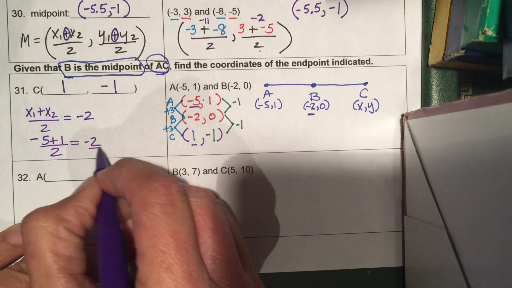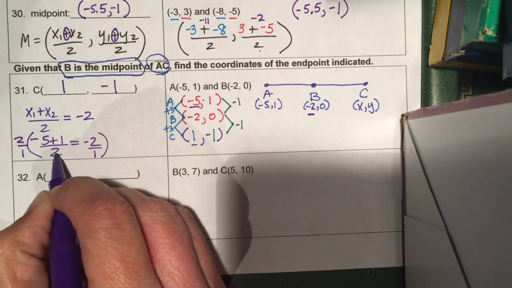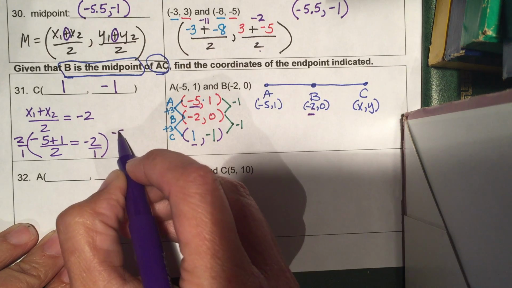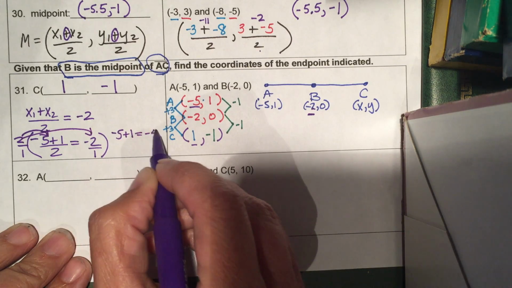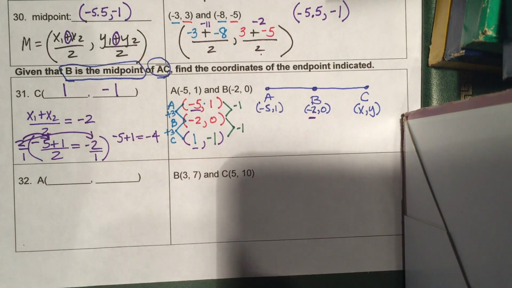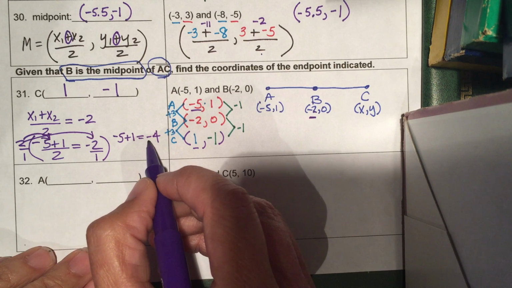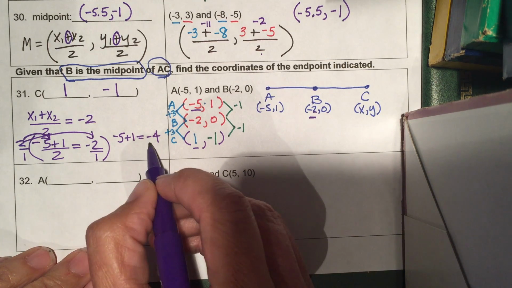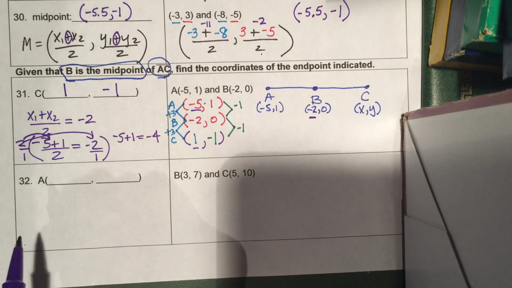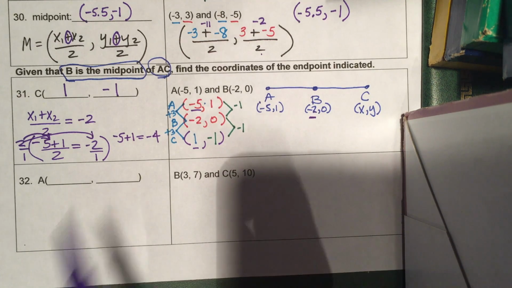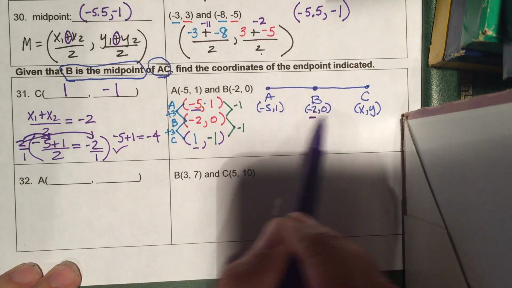I solve this. You can either put this over 1 and cross multiply, or you can multiply the whole equation by 2 to get rid of the denominator. That leaves me with -5 plus 1 on this side when I multiply, and it leaves me with -4 on this side. So -5 plus 1 equals -4. That proves that you got the correct answer with -2 using those coordinates. So that's just another way that you can check your answer and make sure. This is the easiest when you have it set up simply like this.